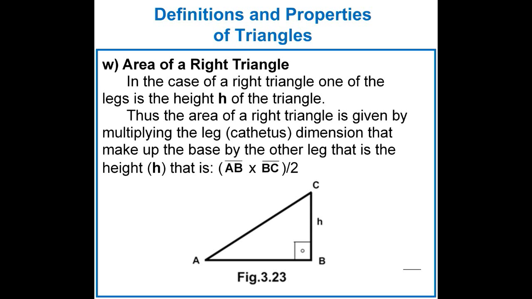This slide shows the method of calculating the area of a right triangle. Figure 3.23 shows a right triangle ABC. In the case of the right triangle, one of the legs has the dimension of the height itself. Thus, the area of a right triangle is given by the multiplication of the dimension of the straight line segment that makes up the base by the dimension of the straight line segment that makes up the height divided by 2.